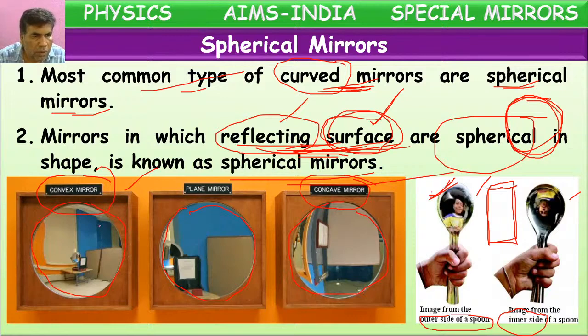So here, this curved mirror, the convex mirror, is curved outwards. Here, the concave mirror is curved inwards. These two are examples of spherical mirrors. This is the example of a plane mirror.